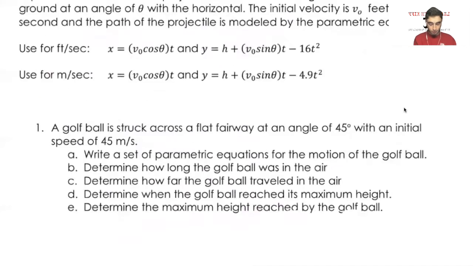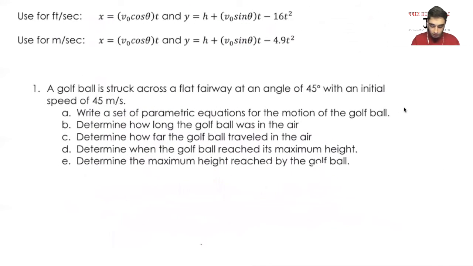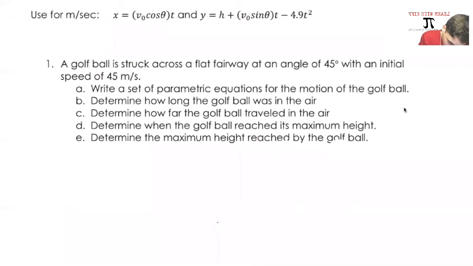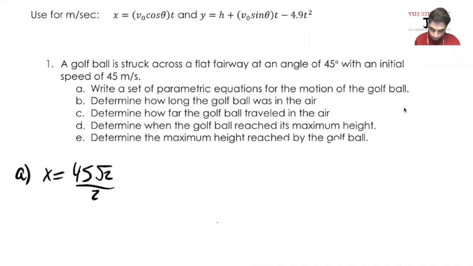Simple so far. So a golf ball is struck across a flat fairway at an angle of 45 degrees with an initial speed of 45 meters per second. Write a set of parametric equations for the motion of the golf ball. Okay, so we see meters per second, we use this one. So for A, we have x equals, initial velocity is 45, cosine of 45 degrees is radical 2 over 2. So 45 radical 2 over 2, t.